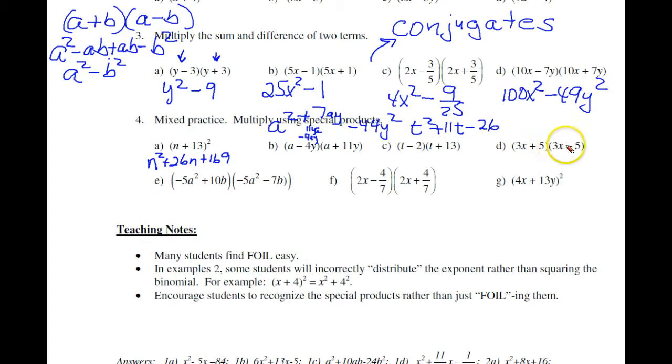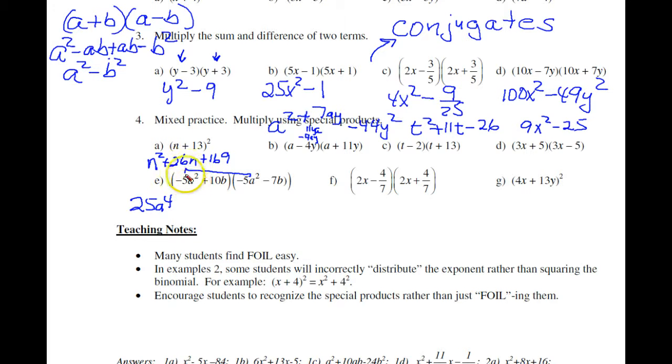All right, now here we do have conjugates. So we know this is going to be 9x squared minus 25. No middle terms when we're dealing with conjugates. And this one, nope, we have to FOIL this here. This times this first is going to be positive 25 a to the 4th.